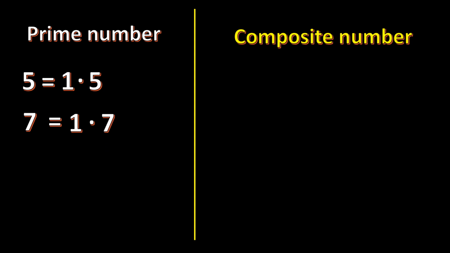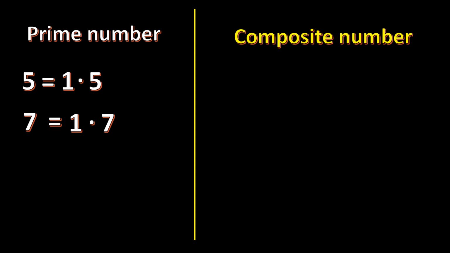While any whole number that has factors other than 1 and itself is a composite number. A composite number cannot be prime. So remember this, students, that a prime number has 1 and itself as a factor, and a composite number cannot be a prime number.